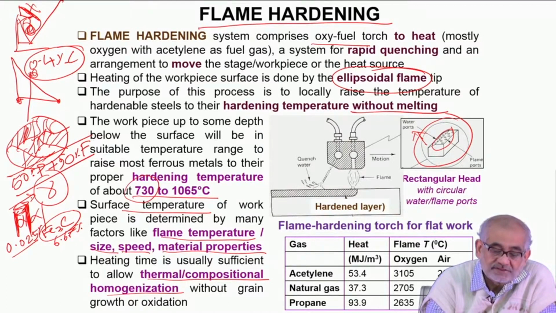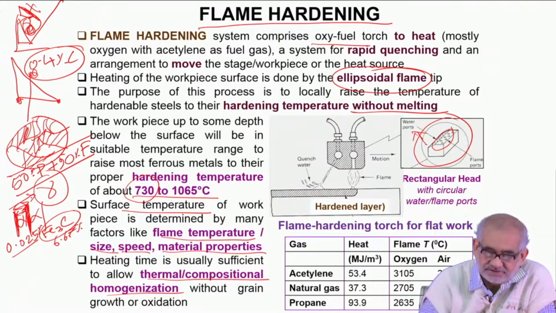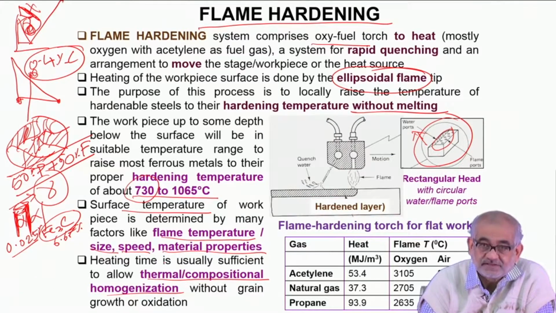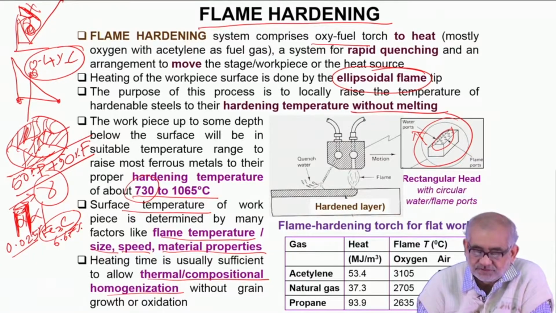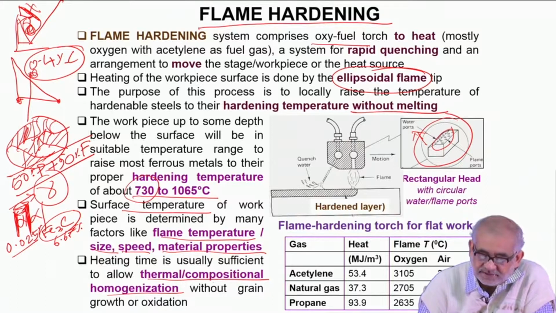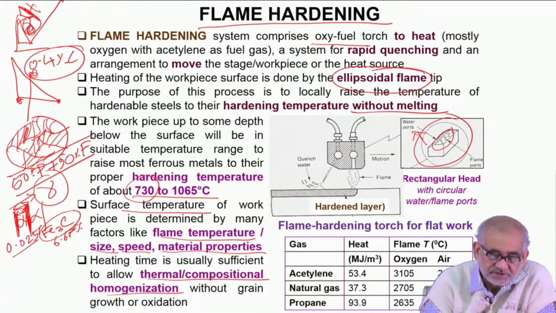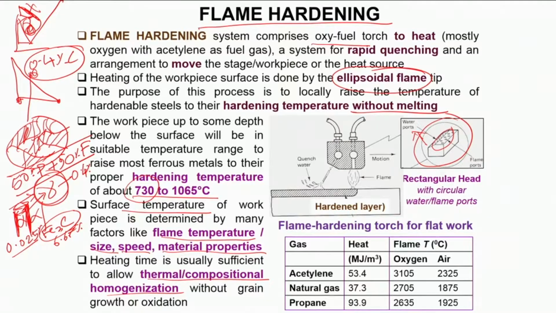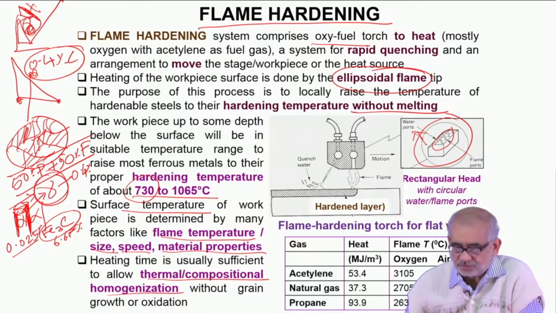So whatever is the heating temperature, you must also allow sufficient time for, first of all, thermal homogenization, which is faster because the thermal conductivity is always higher than the diffusion coefficient. But you also should have sufficient time given so that compositionally the whole region, when it converts to gamma, this gamma should have a uniform composition of 0.4% carbon throughout. So compositional homogenization is also important.